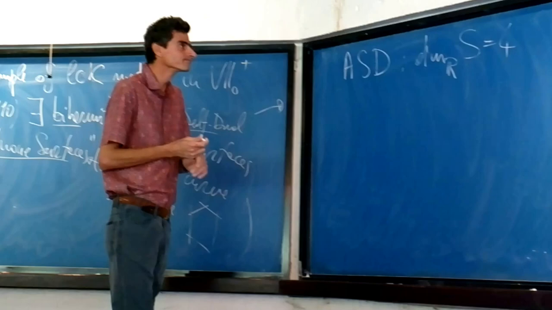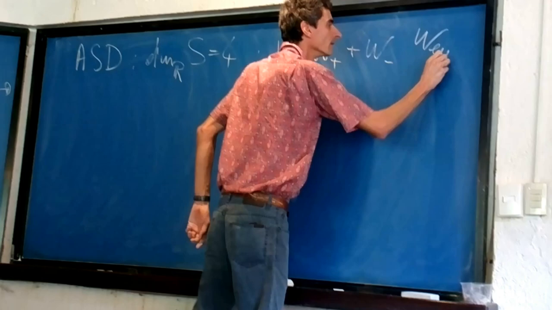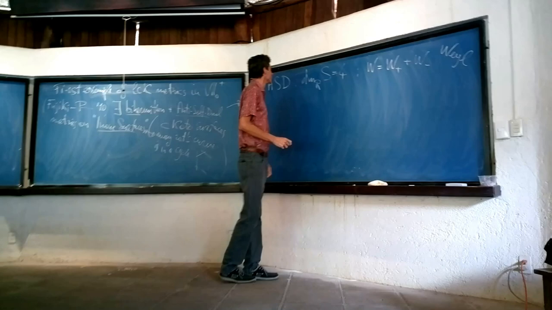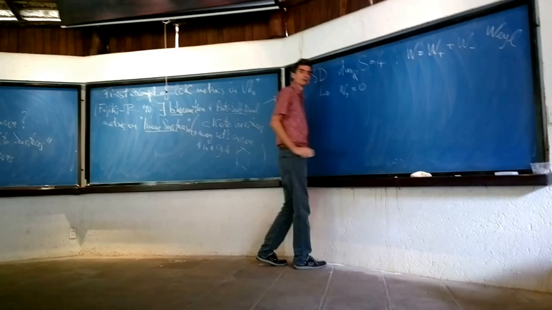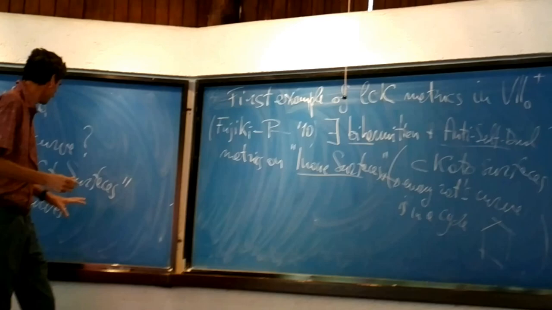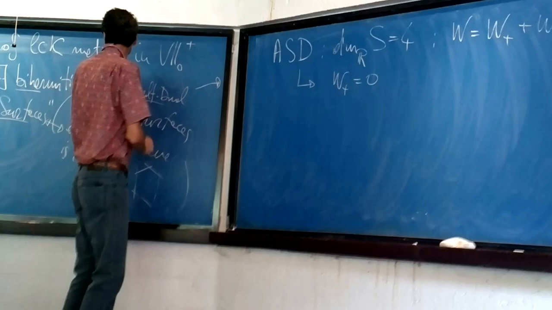So in this case, the curvature of the Riemannian metric splits in two parts. The Riemannian metric can be seen as an endomorphism of two-forms. The two-forms split, so the curvature splits, and anti-selfdual means that W plus is equal to zero for this Riemannian metric. So you see, of course, the notion of locally conformally Kähler metric is a conformal invariant, and this condition is also conformally invariant. So it makes sense.